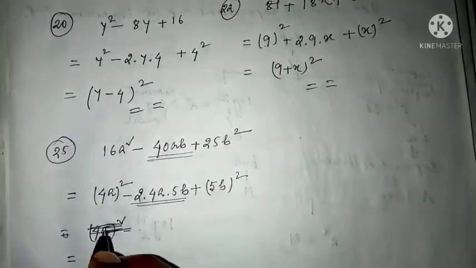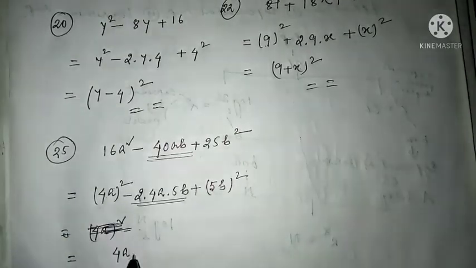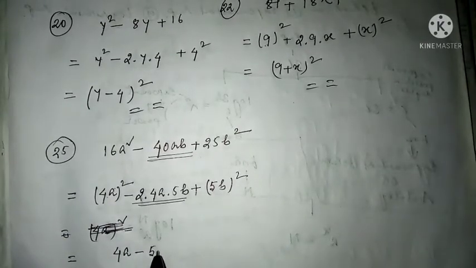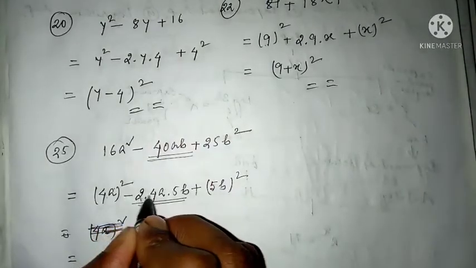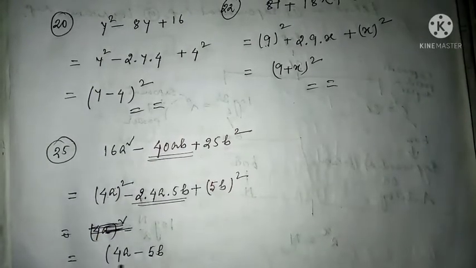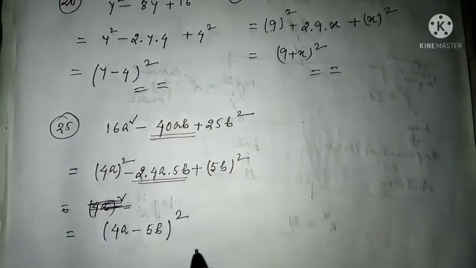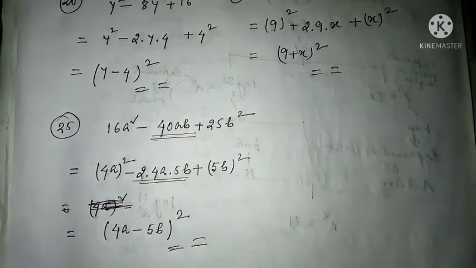Now I can write, this is your first term, 4a minus, that is your 5b, because before 2 times of this we have a minus here, so we must write it in the a minus b whole square format. So you write this one. So (4a minus 5b) whole square is our answer to the 25th question.